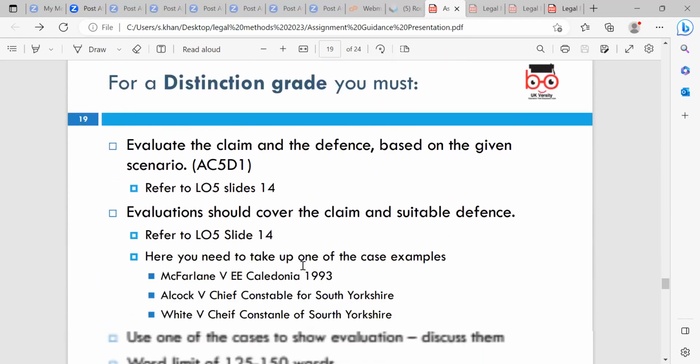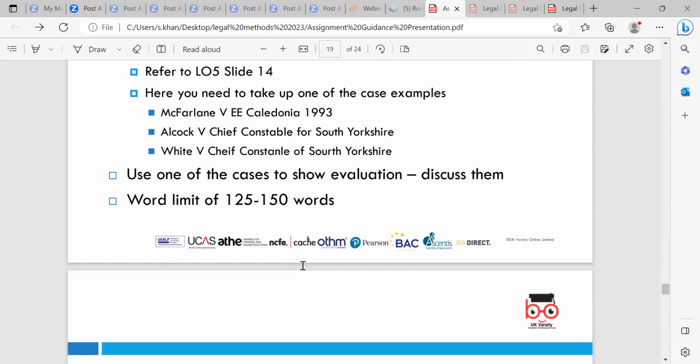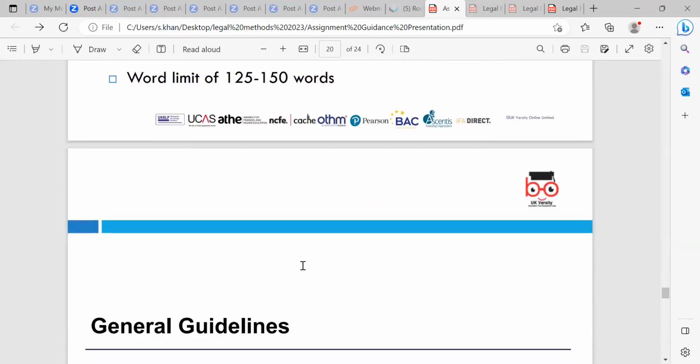So Harry's situation. For distinction grade, you must evaluate the claim and the defense based on the scenario, AC 5D1. Refer to Learning Outcome 5, slide 14. Evaluation should cover the claim and suitable defense. Here you need to take up one of the case examples: McFarlane against E.E. Caledonia, 1993; Alcock against Chief Constable for South Yorkshire; White and Chief Constable of South Yorkshire. Use one of the cases to show evaluation, discuss them, and the word limit is 125 to 150 words.